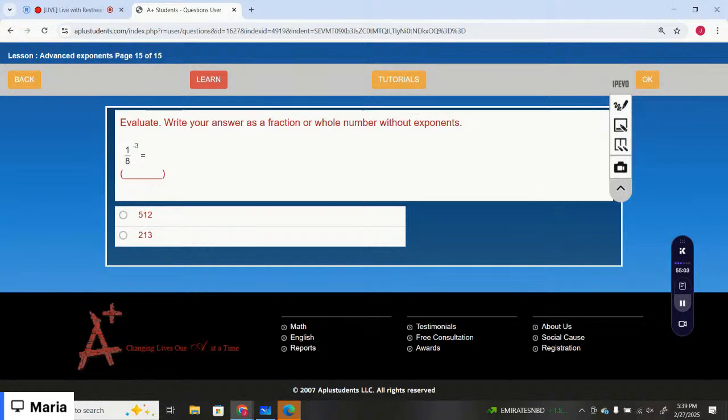1 divided over 8 exponent negative 3. So which is the correct option? That is 512. Option number 1 is the correct option.